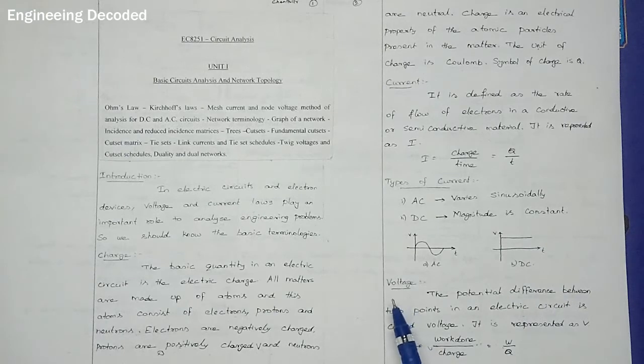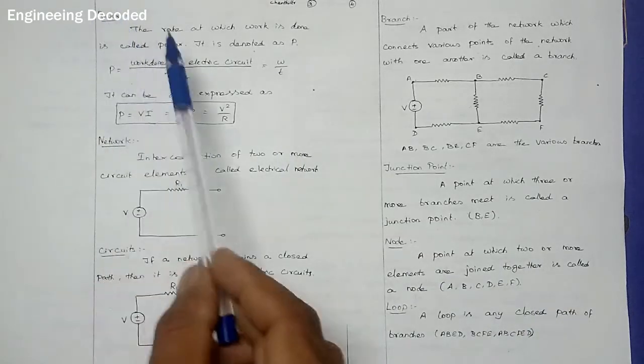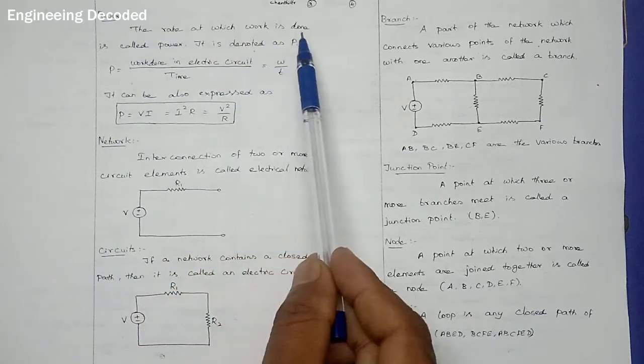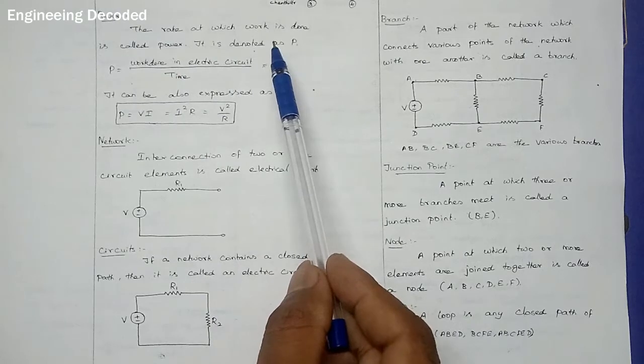Then the next one is voltage. Voltage means the potential difference between 2 points in an electric circuit. It is represented as V. The unit of voltage is volt. The next one is power. Power is the rate at which work is done. Power is represented as P. The unit of power is watts.